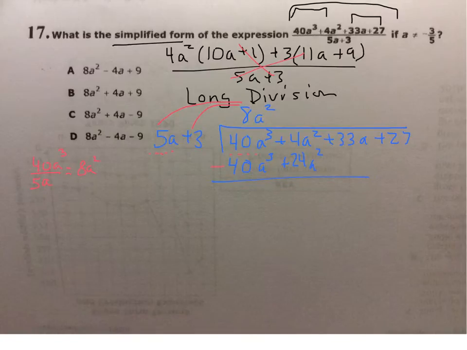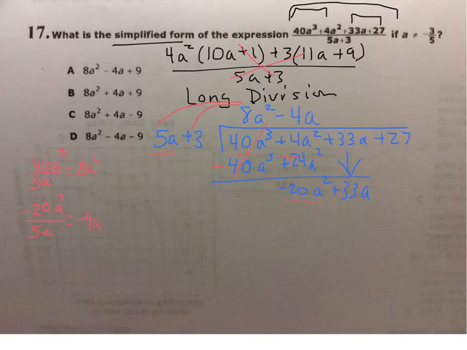And then we're going to subtract that, so switch the sign of everything. This basically ends up canceling, and we would get negative 20a squared. I'm going to go ahead and bring that 33a down, and once again I'm just going to think about that first term, negative 20a, being divided by the first term of my divisor, which is 5a, and think about what that would give you. That would give you negative 4a.